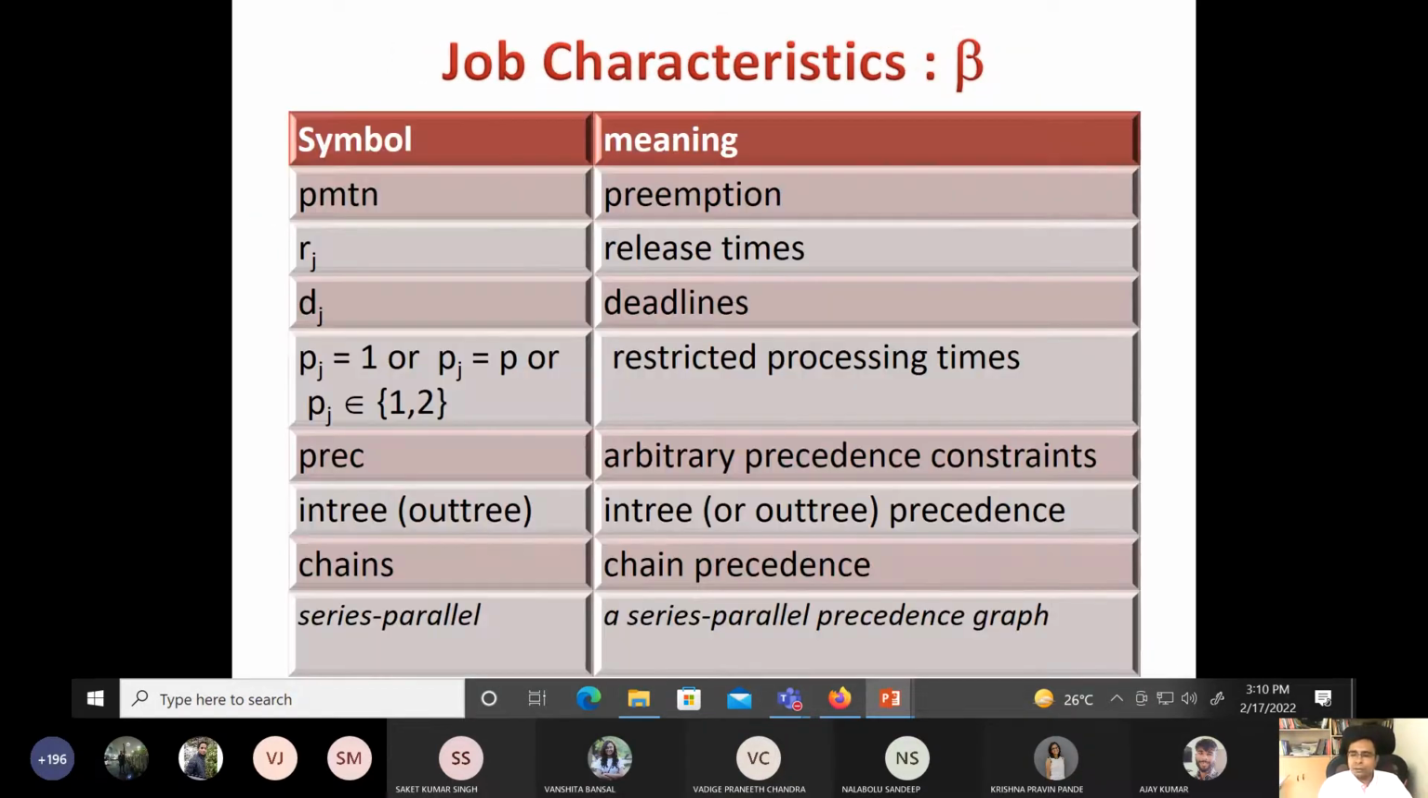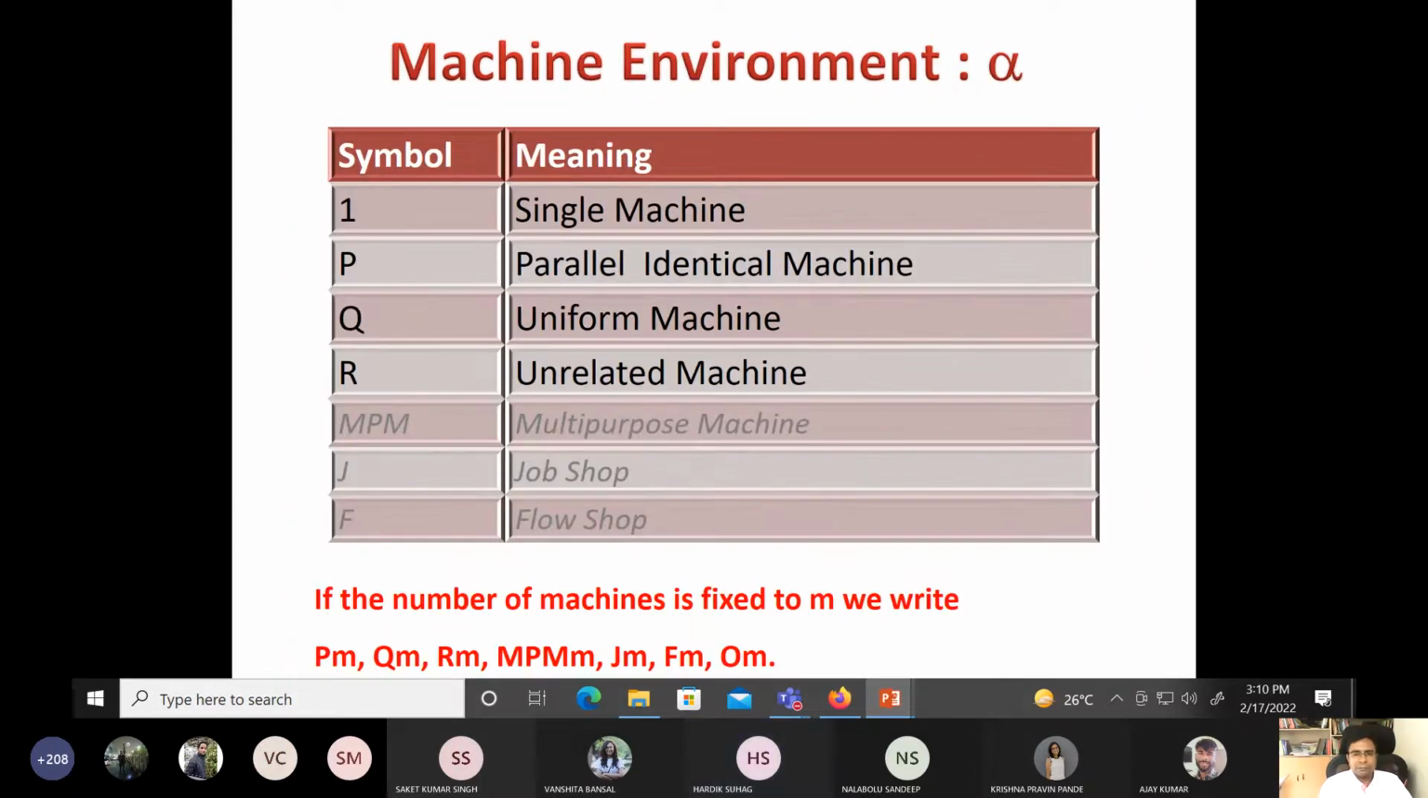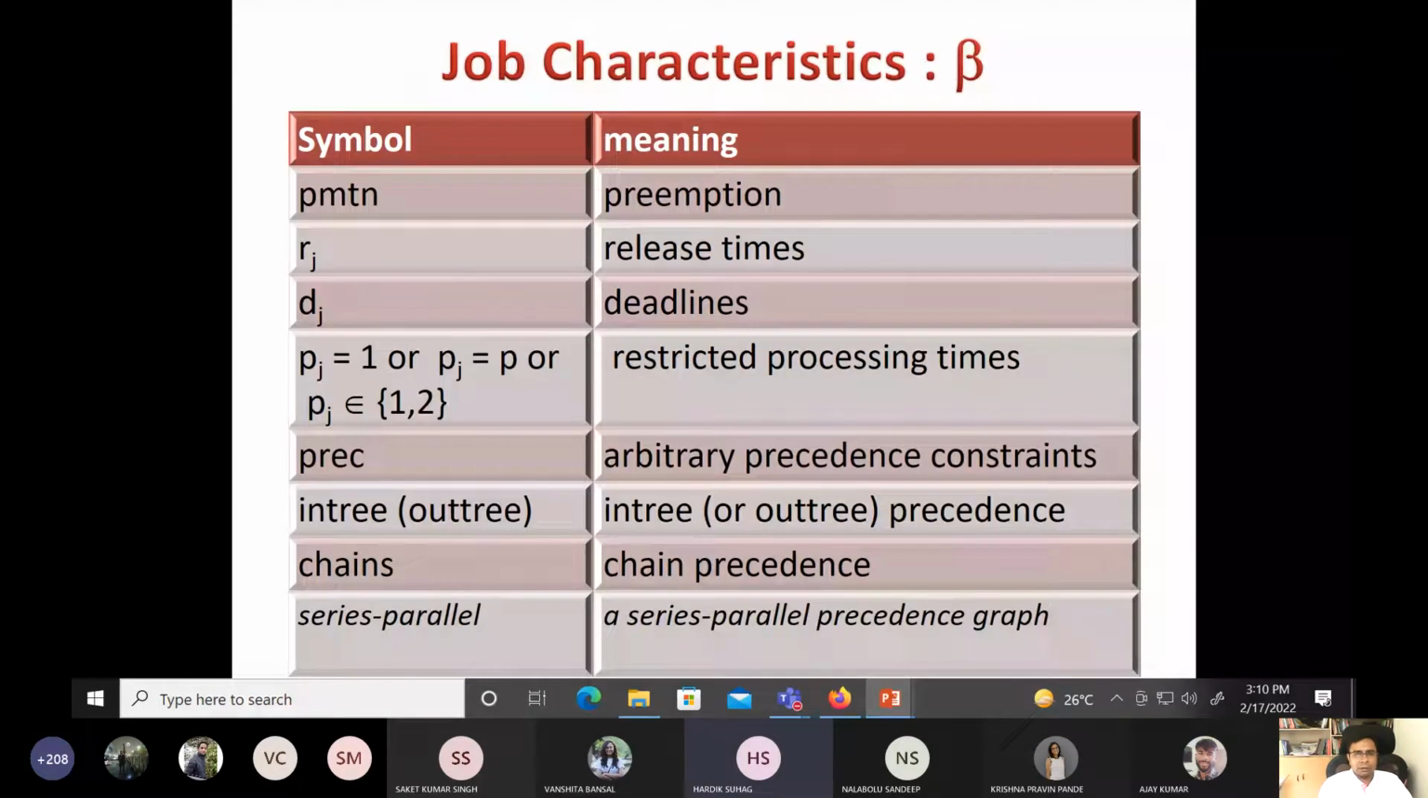In the previous slide, yeah, what was this restricted processing time? Could you explain this part again? No, in the next slide. Beta. Yeah, here, what is restricted processing time?